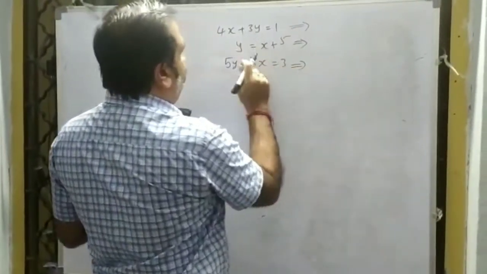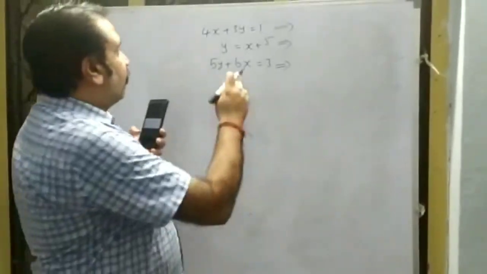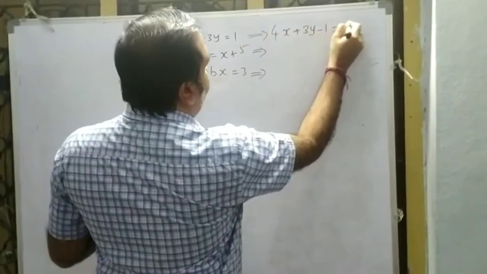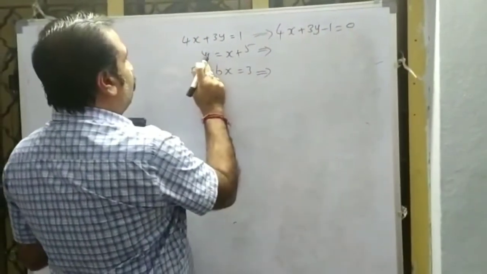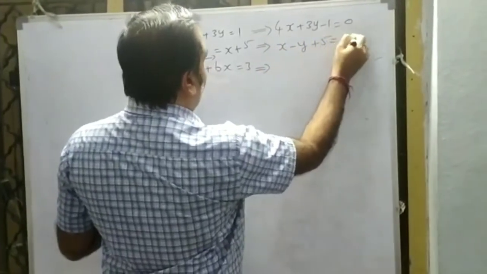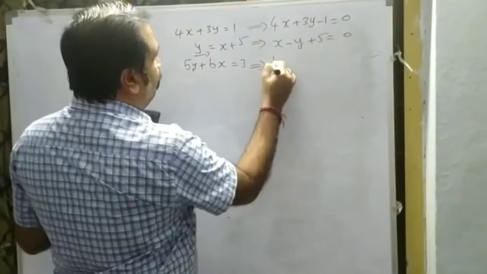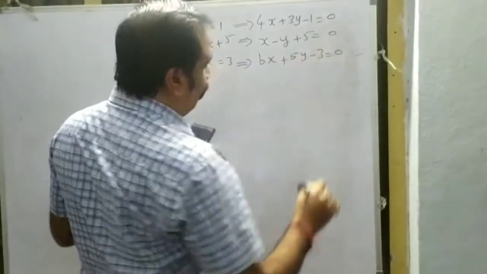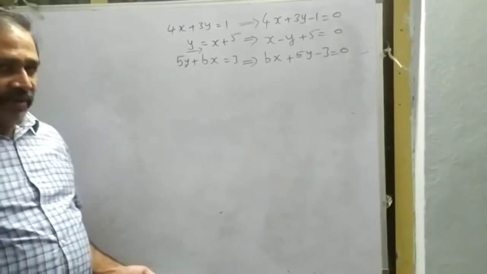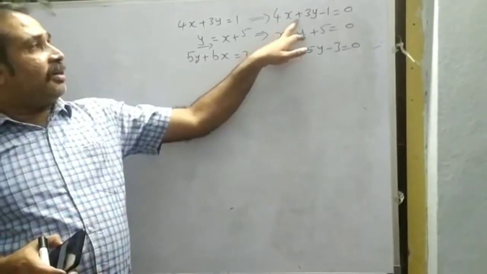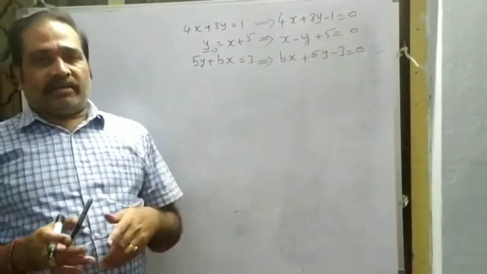First, these 3 lines we can write in the perfect form. What is that perfect form? 4x plus 3y minus 1 equal to 0. What about this one? X minus y plus 5 equal to 0. What about this one? Bx plus 5y minus 3 equal to 0. What is the meaning of perfect form of a line? Ax plus by, x term, y term and constant.